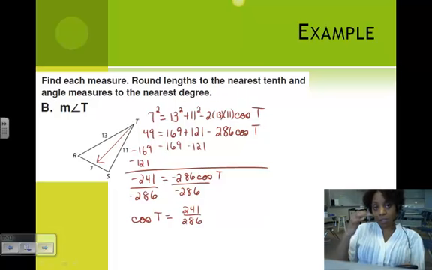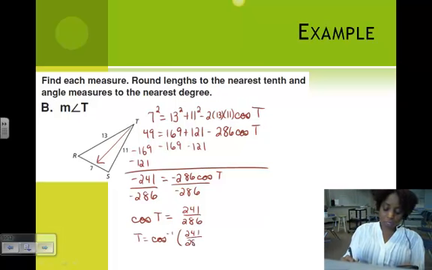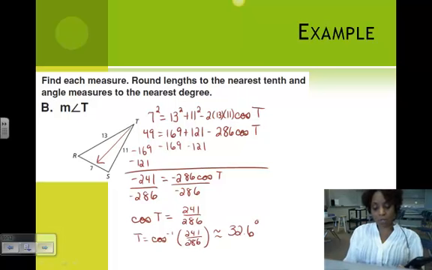Now to find an angle, we use the inverse trig function. So T is going to be equal to the inverse cosine of this ratio, 241 over 286. And I'm going to do inverse cosine of 241 divided by 286. And then if we do that, I get 32.6 degrees. That's angle T using law of cosines.